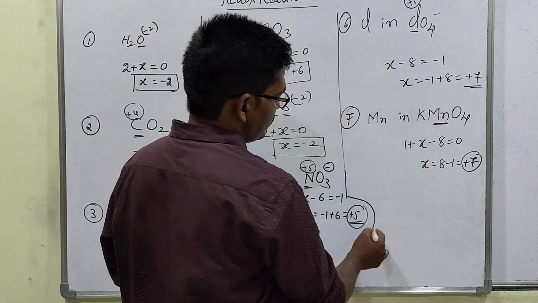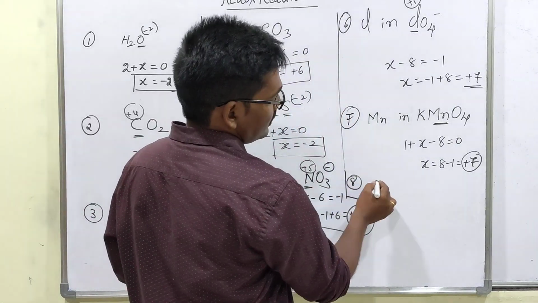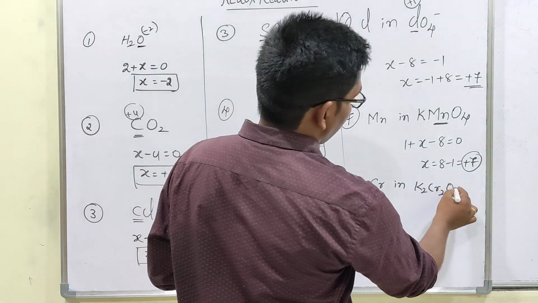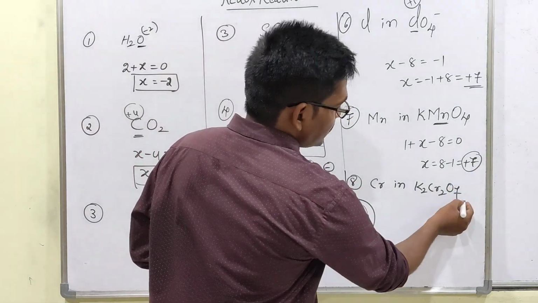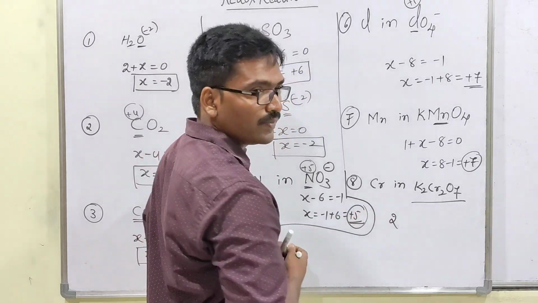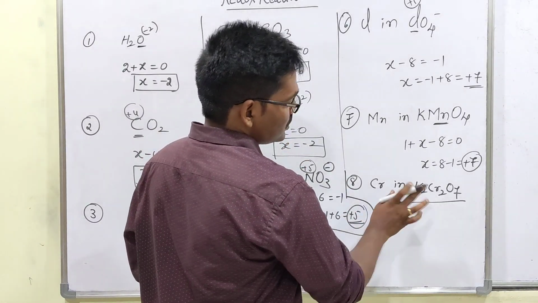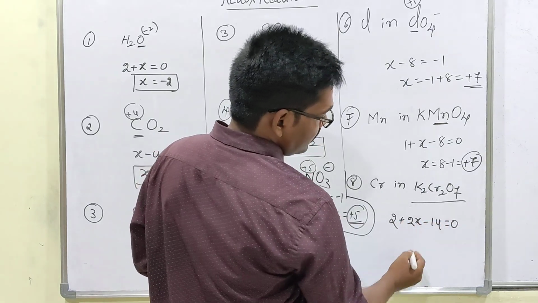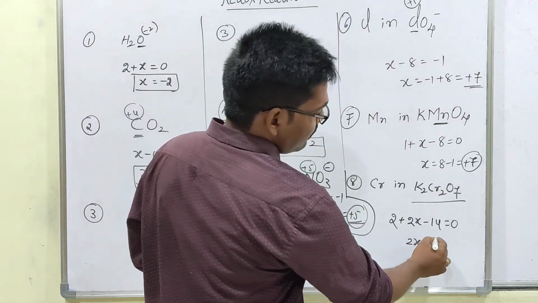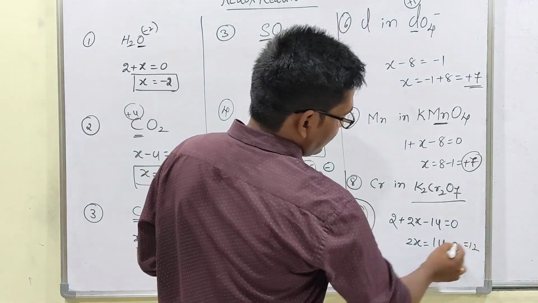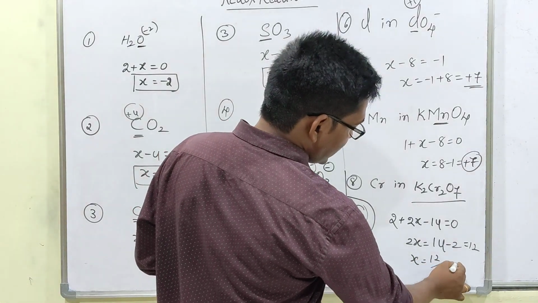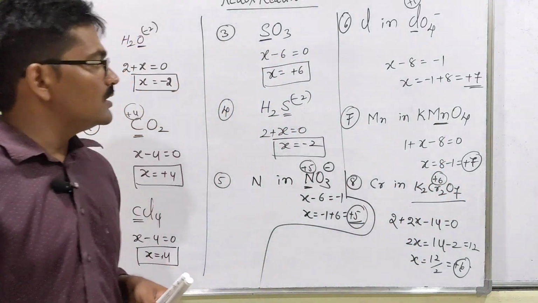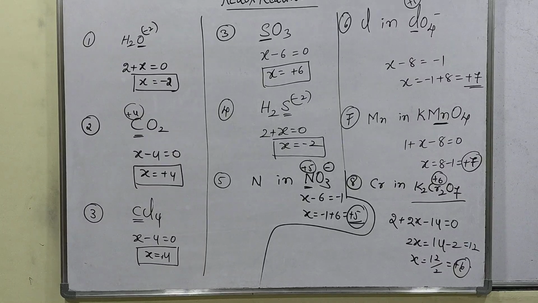Then come to the chromium oxidation state in K2Cr2O7. In this, potassium: each is plus 1, 2 potassiums are there, so 2, then plus 2X, then minus 14 equals 0. Then 2X equals plus 14 minus 2, which is 12, then X equals 12 divided by 2, so you get plus 6. So chromium is in plus 6 oxidation state. Okay, just note it all of you. According to the formula, you have to do it like this.